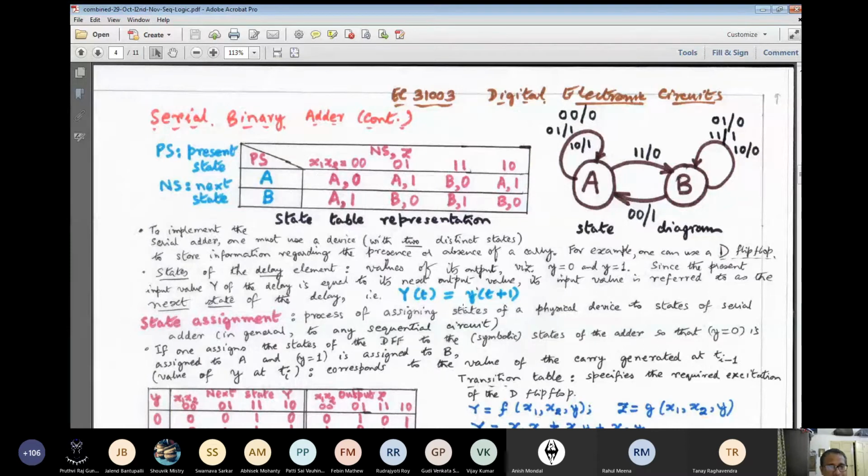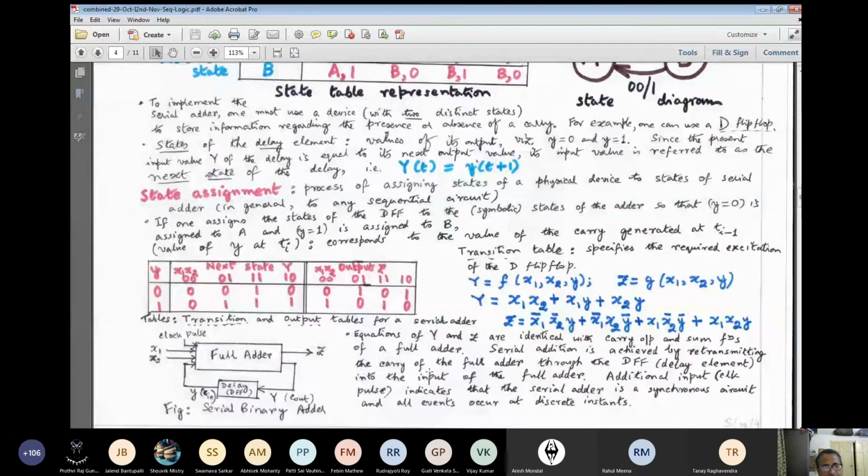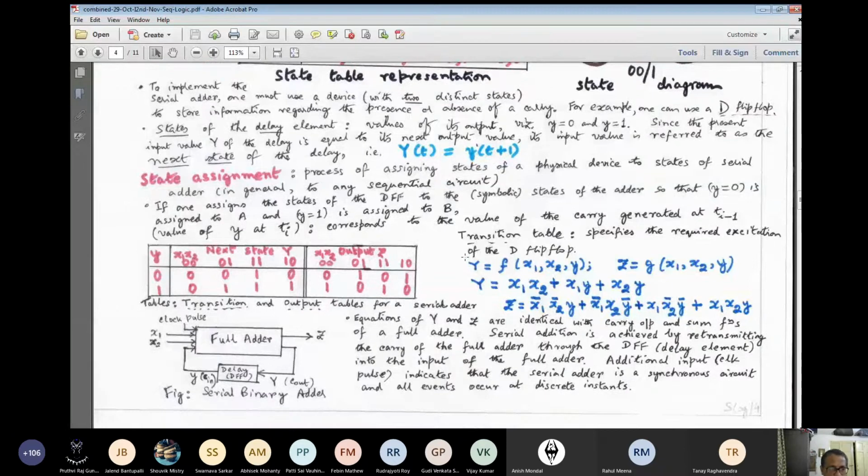Excitation function means the excitation inputs for the D flip-flops are nothing but D. We are writing it as capital Y, but actually it will translate to the D inputs. So here you have a delay flip-flop. This capital Y will be incident on the D input, the delay input, the data input. And small y means it is connected to the output of the flip-flop Q, the normal output, not Q bar, the complementary output.